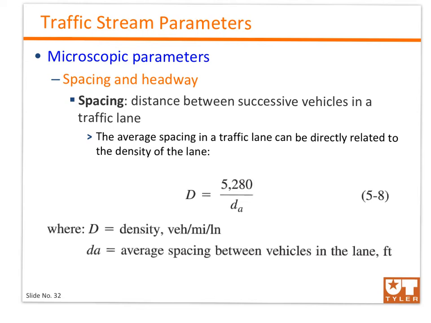Now we're moving from macroscopic to microscopic parameters, such as spacing and headways. Spacing is simply the distance between two successive vehicles in a traffic lane. To get a good estimate of the density based on the spacing, we use this equation. The average spacing in a traffic lane can be directly related to the density. If I tell you that dA, the average spacing between each two vehicles, is a certain amount of feet, you can divide 5280, which is 1 mile, over the average spacing, and that gives an indication of the density in vehicles per mile per lane.